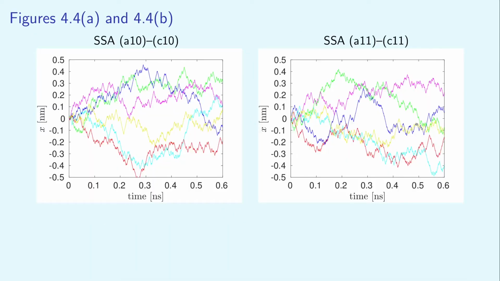In figure 4.4, we present 6 illustrative trajectories calculated by both algorithms. The left panel is calculated by the SSA A10-C10, which uses the finite time step delta t, and the right panel is the event-based algorithm A11-C11. Each realization was started at point x0 equal to 0, and the initial direction was chosen randomly. As expected, there is no observable difference between the computed illustrative trajectories.